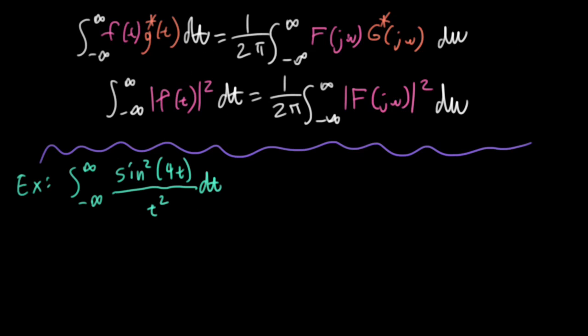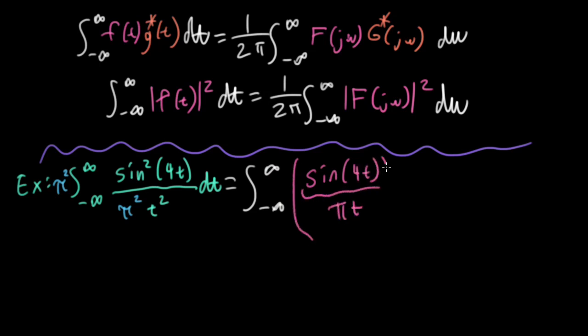Let's take the denominator here and multiply it by pi squared, and then I'll multiply by pi squared up here. So I'm not really changing this expression any, but now if I take a look at this, this looks a little something like sine 4t over pi t, and the whole thing squared. But notice that this is real valued, so it's the same thing as magnitude squared.